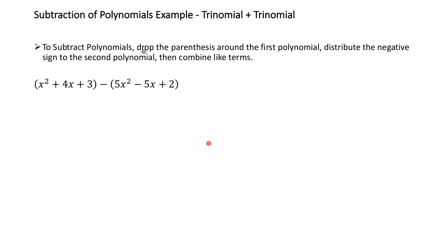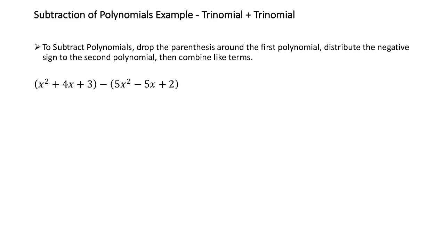What we're going to do is drop the parentheses around the first. For our first polynomial, we are just going to bring those 3 terms down. Then we will distribute the negative sign to the second. So we're going to take this subtraction or negative sign and distribute it to our second parenthesis, the second polynomial, and finally we'll combine like terms. So we'll take it step by step.